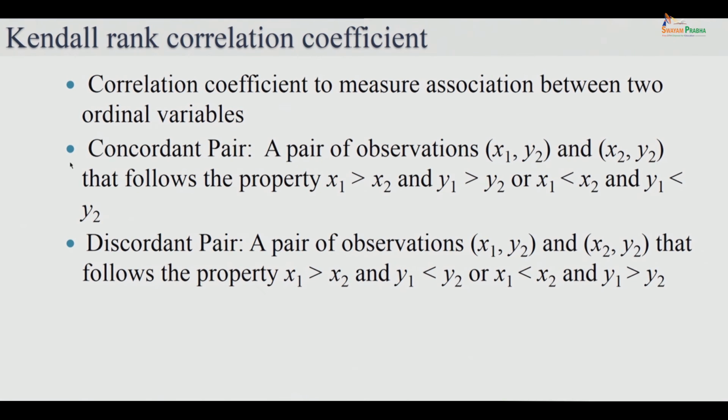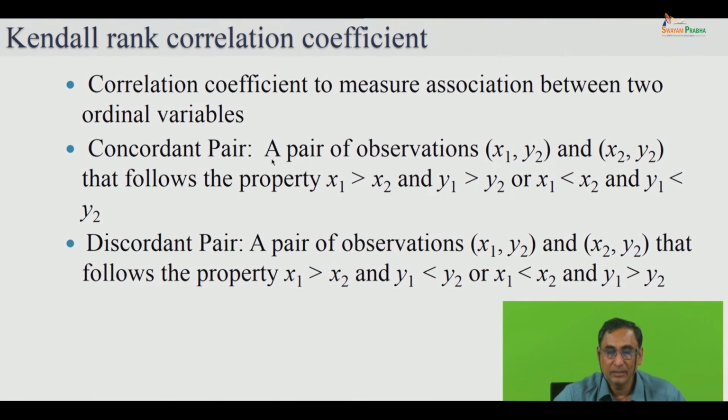A third type of correlation coefficient that is used for ordinal variables is called the Kendall's rank correlation, and this correlation coefficient also measures the association between ordinal variables. In this case, what we define is a concordant and a discordant pair. If you compare two observations, let us say x1 y1 and x2 y2.